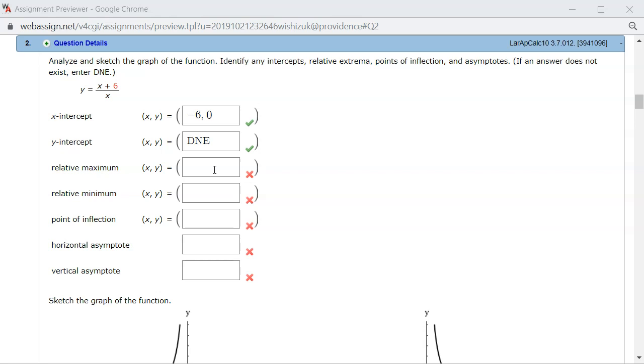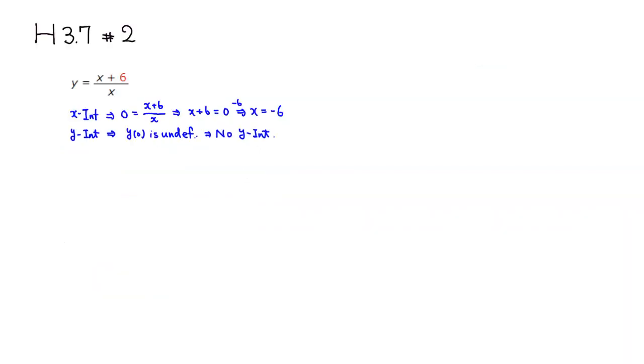Now let's find the local maximum and the local minimum. We need to take the derivative. Before we take the derivative, I'm going to rewrite this. x divided by x is 1, then you have plus 6, and 1 over x is x to the negative 1. So this is exactly the same function.